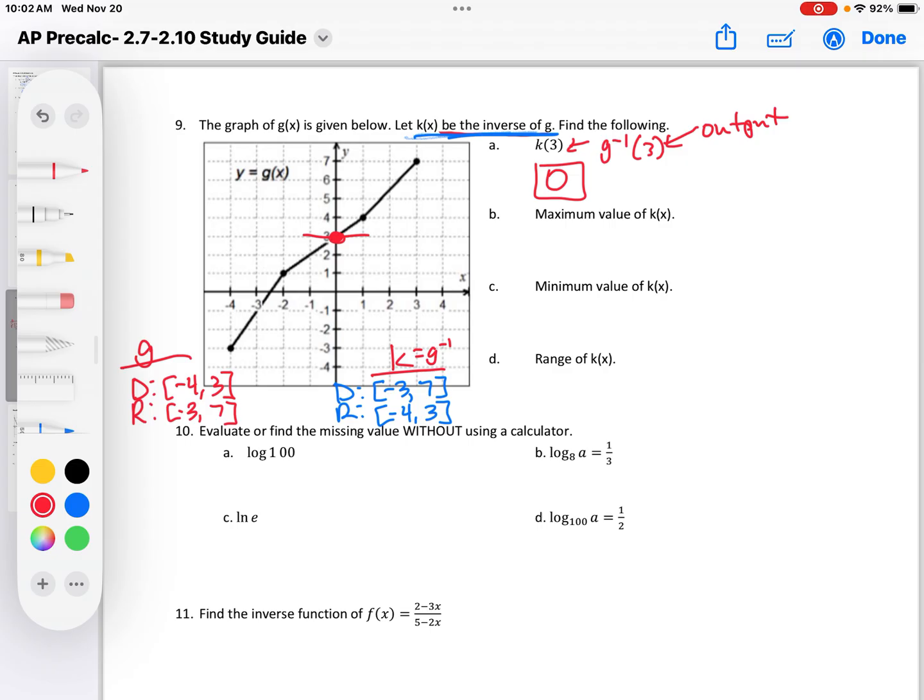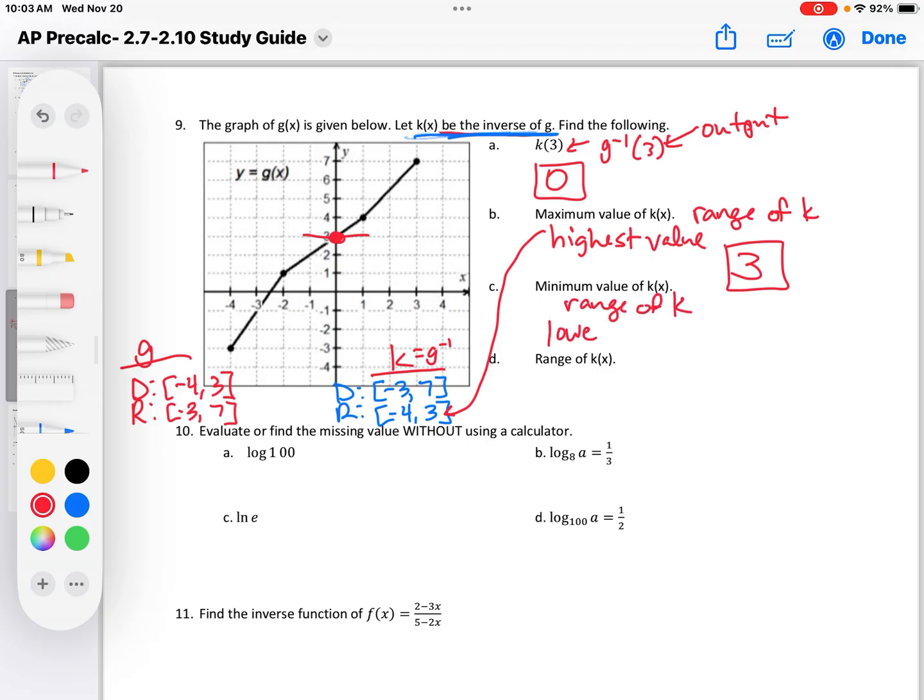Maximum value for k of x, well, we look at the range of k, which is g inverse, and we look for the highest value. All right, so the highest value in the range of our inverse is 3. For the minimum, we're looking at the range of k, and we look for the lowest value. So when I'm doing that, that would be -4. And then the range for k of x, well, I've already answered that, so we'll just write it down.